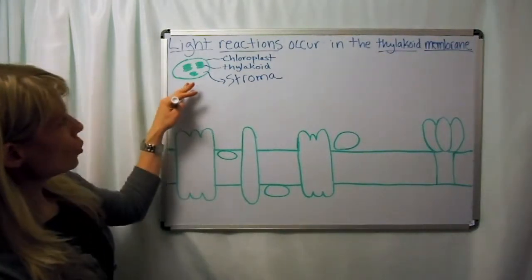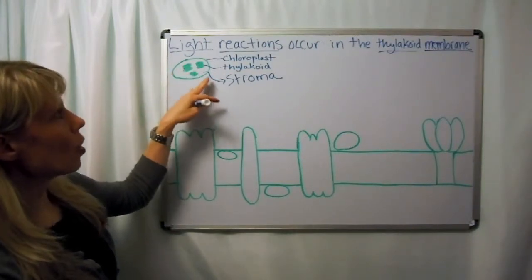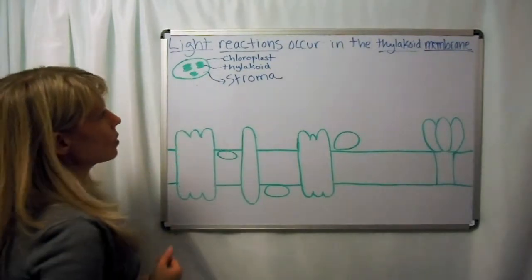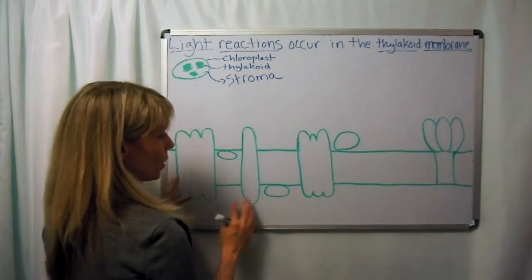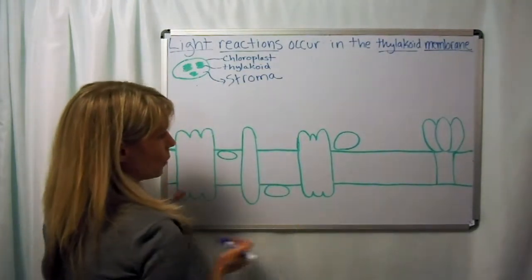Okay, and I just want you to know that this space surrounding the thylakoids is called the stroma. It's this fluid substance that surrounds the thylakoid. And when we look at this diagram right here, which, by the way, this is the thylakoid membrane. This is a diagram of the thylakoid membrane.